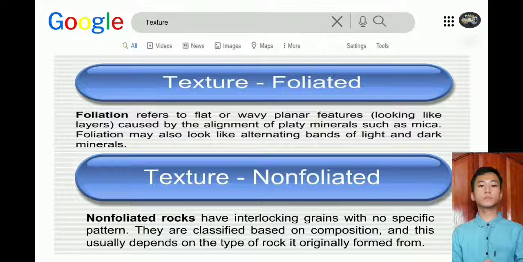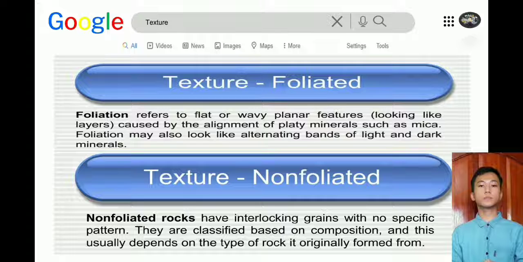Texture. There are two types of rock texture. The first one is foliated. Foliation refers to flat or wavy planar features looking like layers caused by the alignment of platy minerals such as mica. Foliation may also look like alternating bands of light and dark minerals.